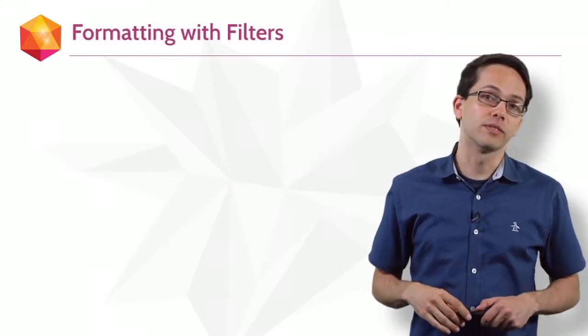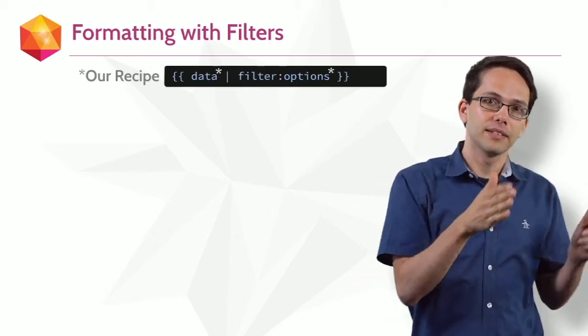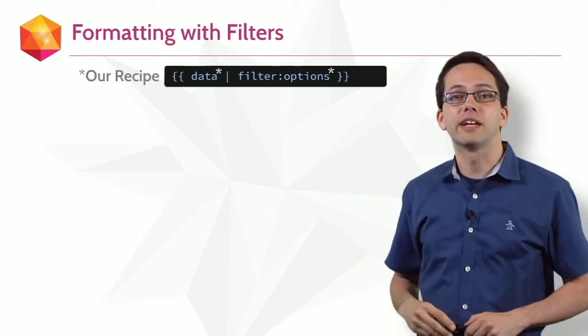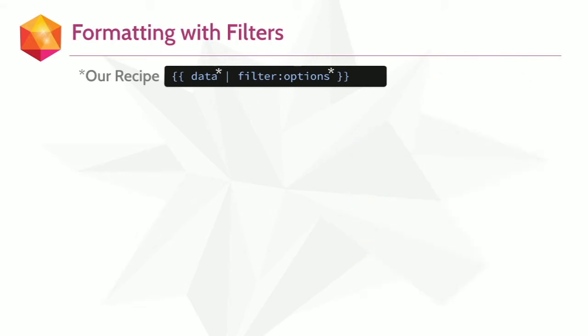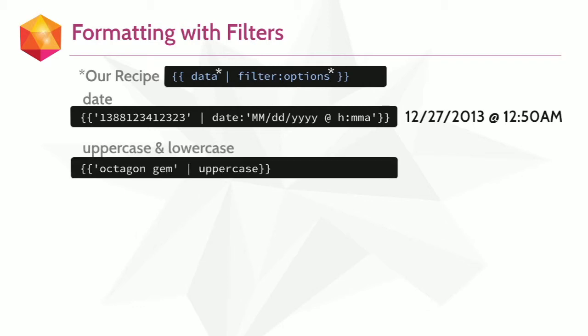Angular has a bunch of filters, and they follow this format where you take some data and you pipe that into a filter, sometimes even specifying options. For example, if we had a timestamp, we could pipe that into the date filter, specifying the format of the date we wanted. We can also specify a filter of uppercase or lowercase on a string.